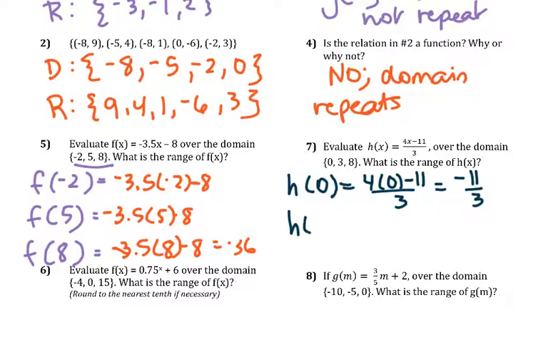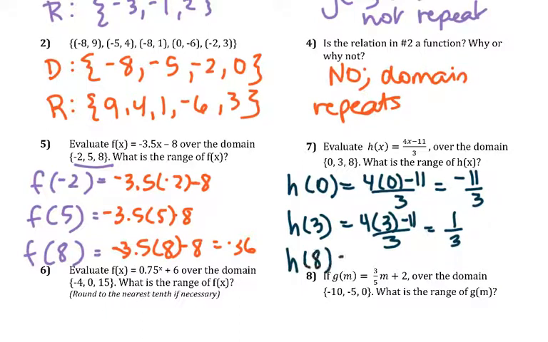Then I'm going to do h of 3. That's 4 times 3 minus 11 over 3. That's 12 minus 11, which is 1/3. Then I'm going to do h of 8, which is 4 times 8 minus 11 over 3. So 4 times 8 is 32, minus 11 is 21, and 21 over 3 is equal to 7. So my answer for number 7 will be, I'm trying to figure out where to write this, it's going to be -11/3, 1/3, and 7.